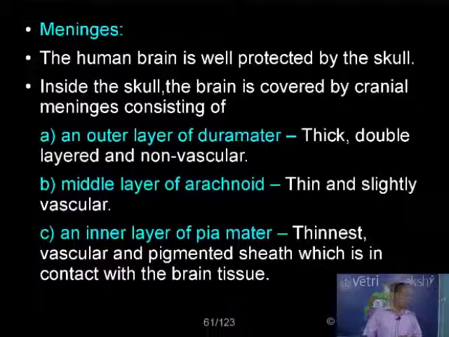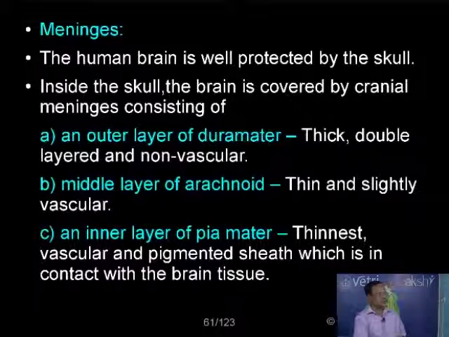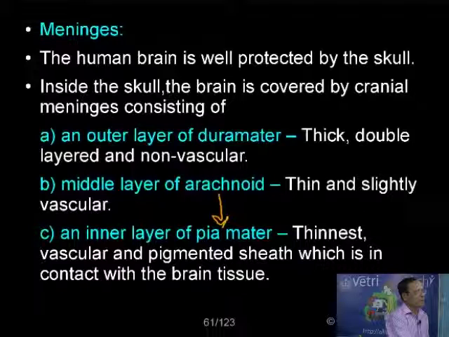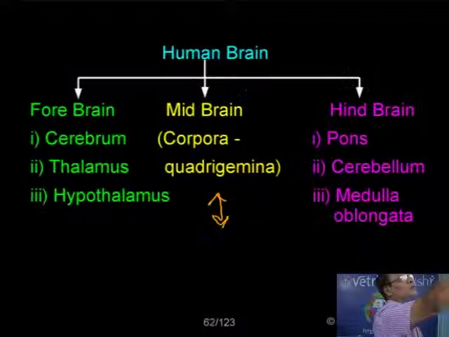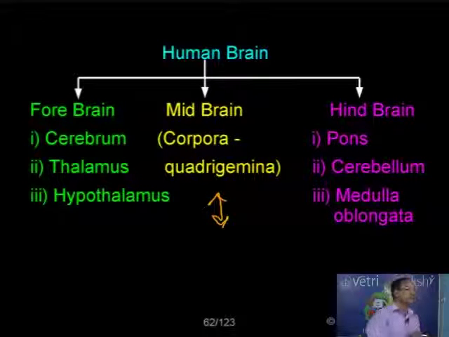And between the arachnoid membrane and the pia mater, there is a space called the subarachnoid space. This space is filled with cerebrospinal fluid, which is present between the arachnoid membrane and the pia mater. The subarachnoid space filled with cerebrospinal fluid acts as a shock absorber.